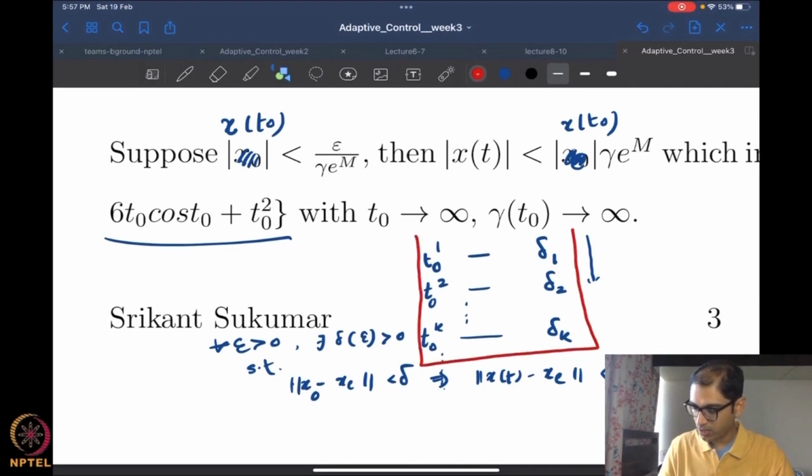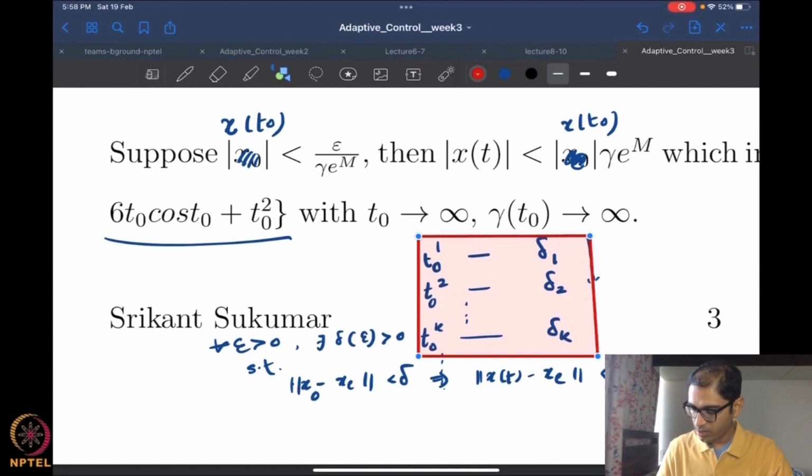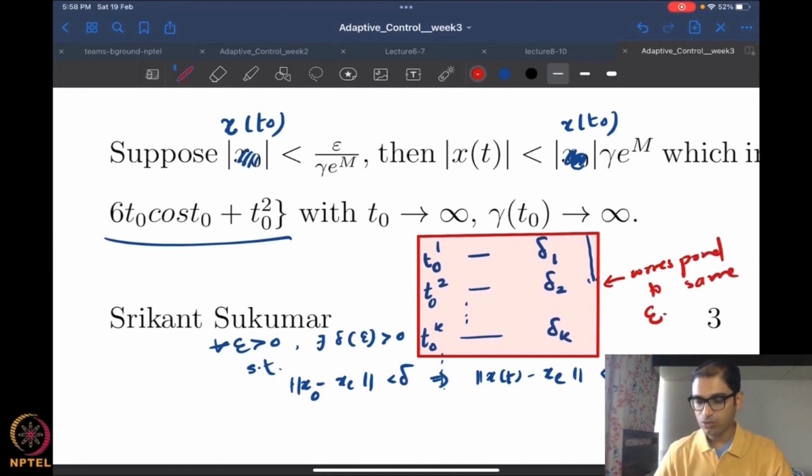Although I didn't mention it explicitly, all of these correspond to the same epsilon. Suppose I use the same epsilon and I get different delta values, corresponding to different initial times. Here the subscript gives me the dependence on the initial time, and this quantity shows me the dependence on epsilon. So basically all of these are for the same epsilon. I want to indicate that here.